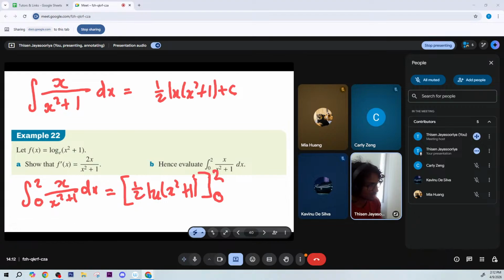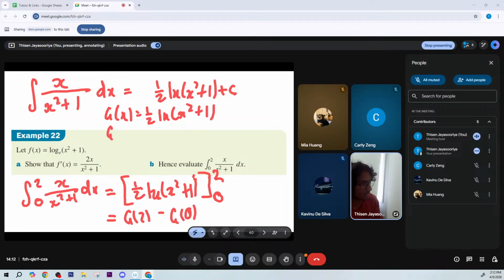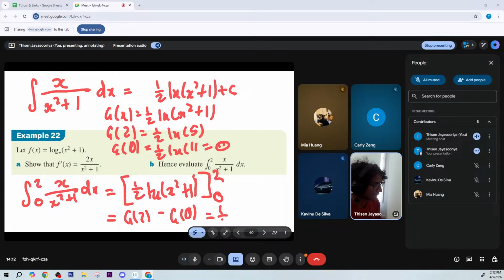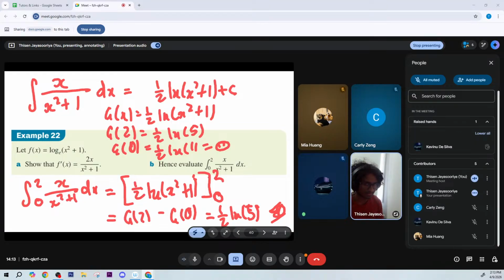And to evaluate this one, we'll just do g of 2 take away g of 0, right? So we'll define g of x as a half ln of x squared plus 1. We'll have g of 2 equals a half ln of 5. g of 0 equals a half ln of 1, which is just 0. So we're just left with a half ln of 5, take away 0, which is just a half ln of 5. Does that make sense for everyone? Does that process of integration by recognition make sense?